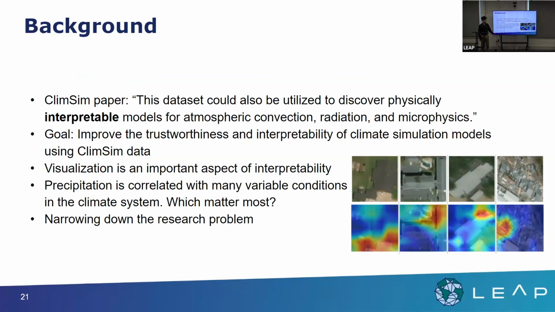Here's some other work I did before. We looked at infrastructure damage, assessing that after natural disasters using computer vision. And you can see here that we also used visualization to see which part of the building contributed most to that prediction. Specifically, we're looking at precipitation here, and that's correlated obviously with many variable conditions, many of which are included in the Clemson dataset. What we want to understand is which variables matter most and contribute most to precipitation.